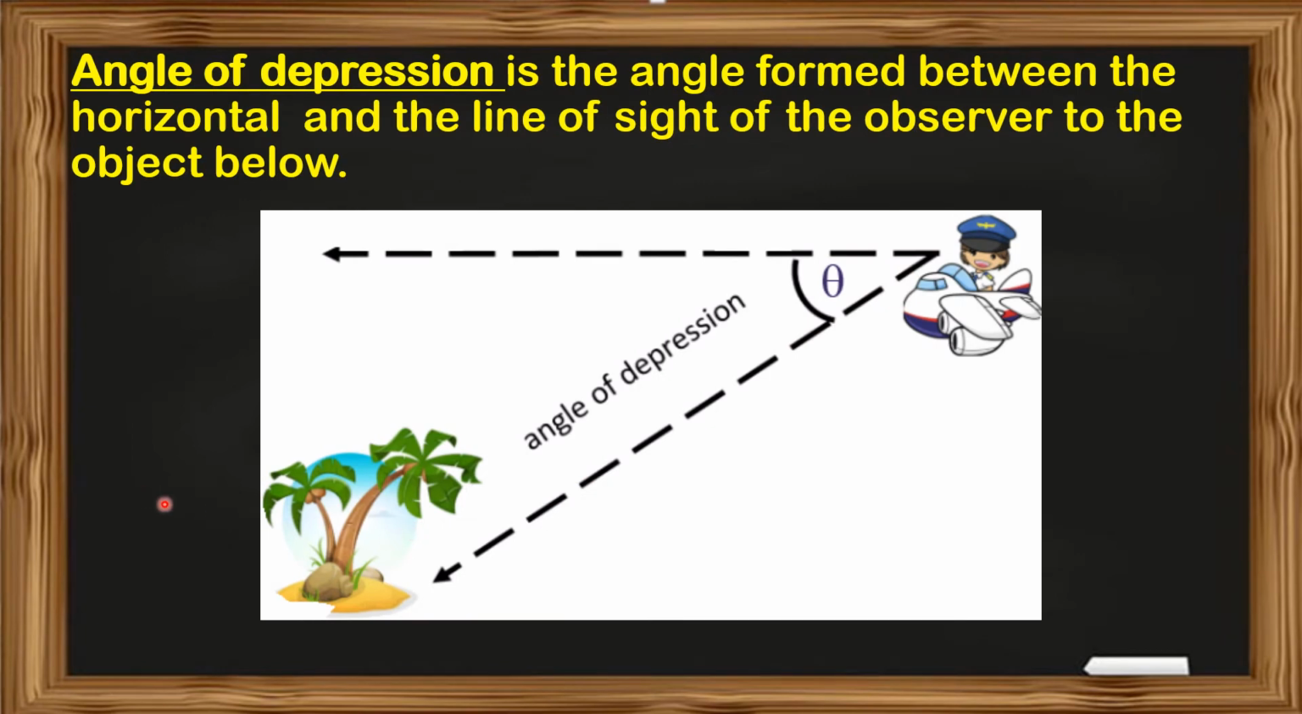Next is the angle of depression. The angle of depression is the angle that is formed between the horizontal and the line of sight of the observer to the object below. So here, the observer is this pilot and he's looking at an island below. So the object that is being observed is below the observer. Therefore, what is formed is an angle of depression.